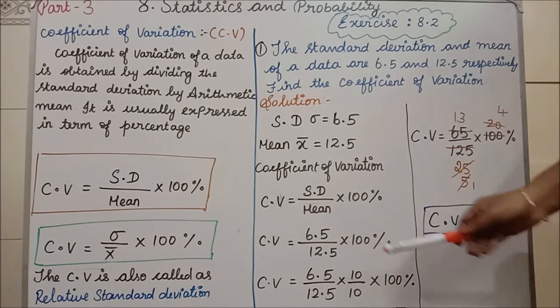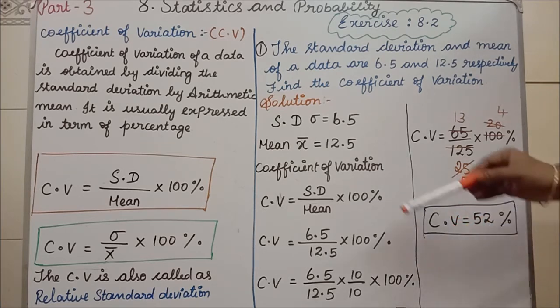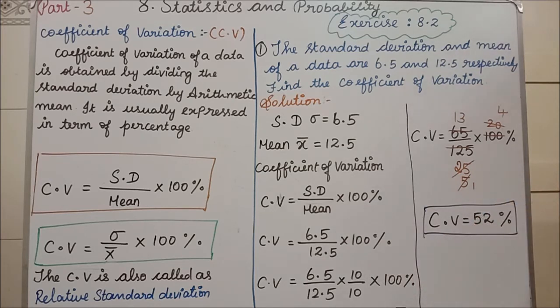Clear? Here also after decimal we have one number, here also after decimal one number. So you multiply both numerator and denominator by 10. 6.5 into 10 divided by 12.5 into 10 into 100 percentage. 6.5 into 10, if you multiply, what will we get? We will get 65 divided by 12.5 into 10, if you multiply, what will we get?